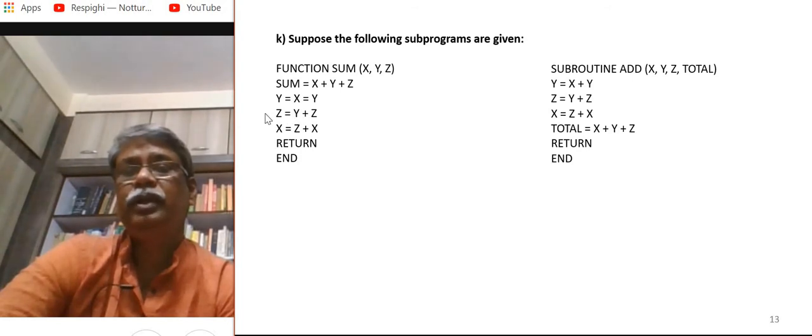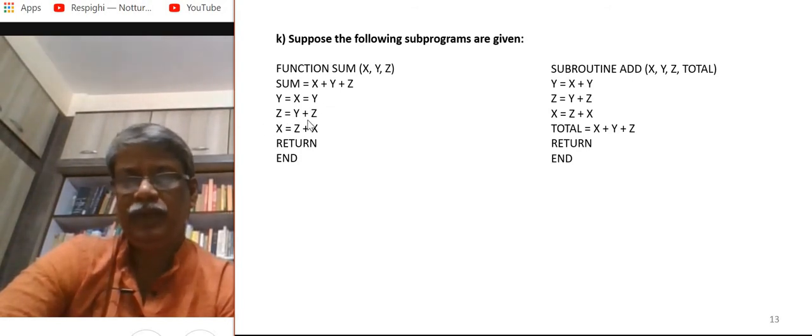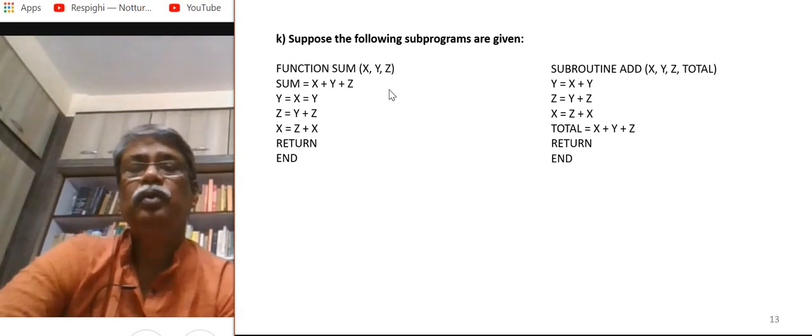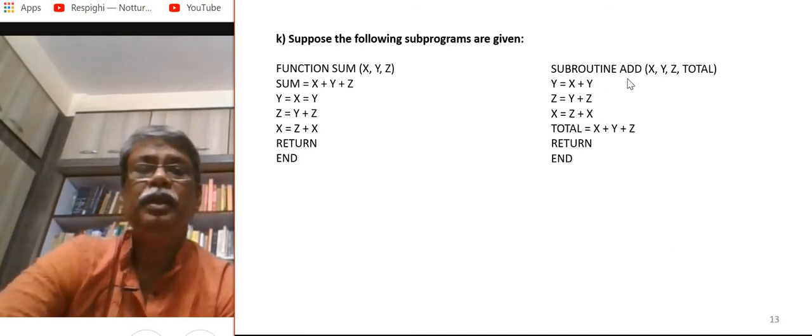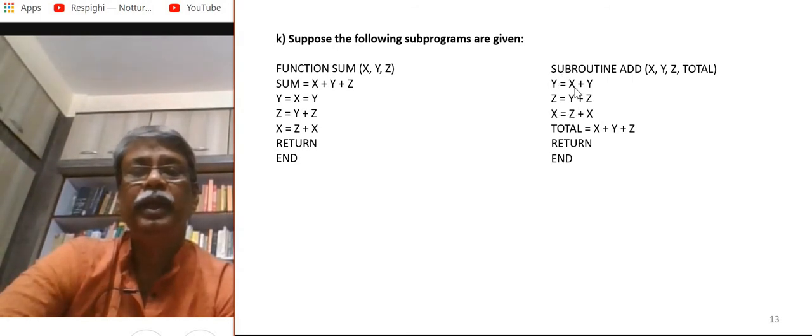X, y and z are redefined according to these statements. So the function subprogram gets x, y, z from the main, and when it gives it back, the x, y, z are no more the older ones but the new values. And here in the subroutine add, total is again x plus y plus z, but that it does after redefining y, z and x. Here sum was done earlier and then redefined, and here redefined first and then the summation is done.